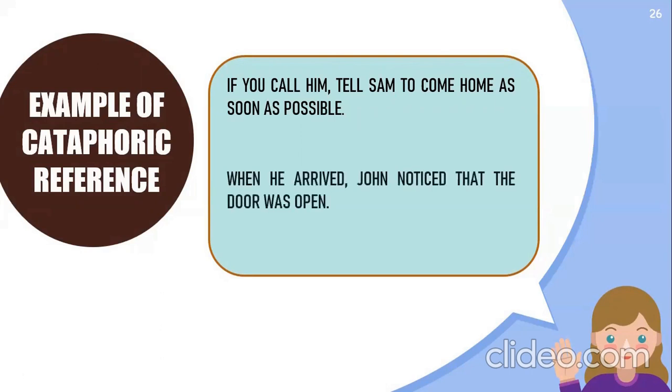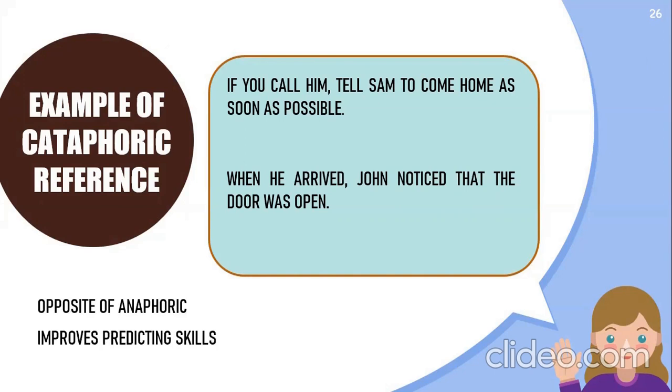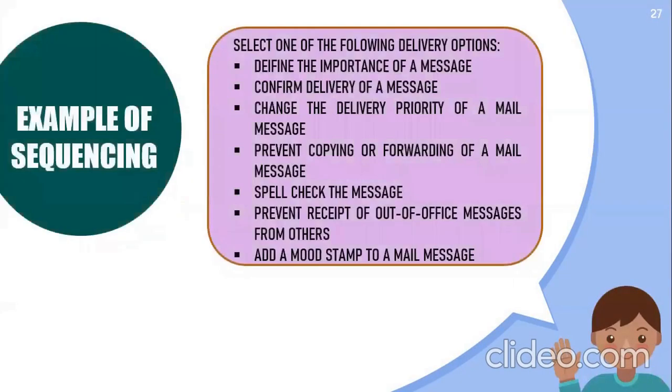Then we have another sentence: when he arrived, John noticed that the door was open. Again, the pronoun "he" is used in order to refer to John, whom we introduced in the latter part of the sentence. Therefore, this type of cataphoric reference can enhance the predicting skills of the reader, and it can also keep the reader focused in the process of reading. So I can say that cataphoric reference, which is the opposite of anaphoric reference, improves the predicting skills of the reader. Now let us move on to the next cohesive device, that is sequencing.